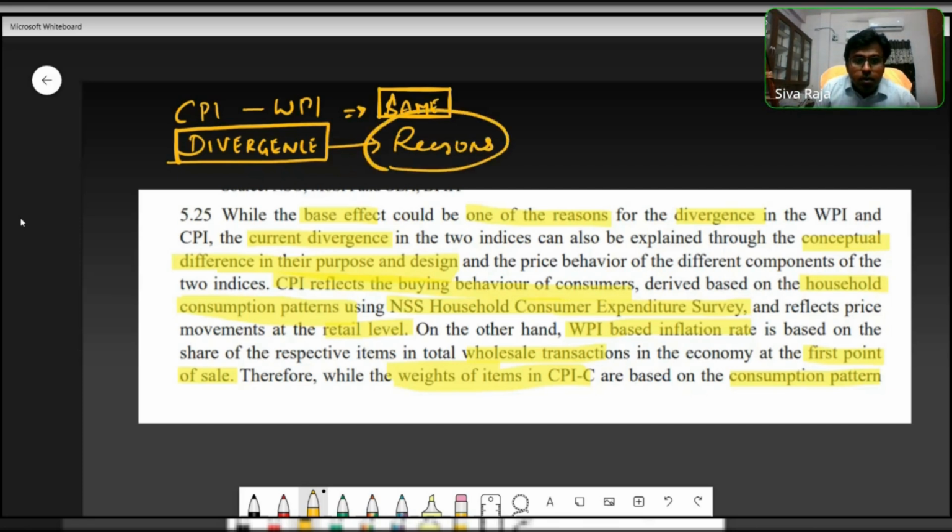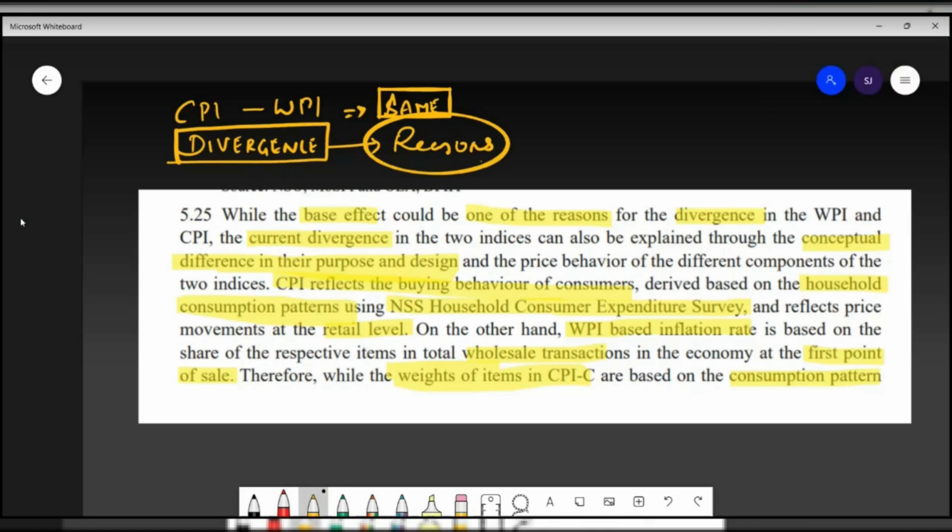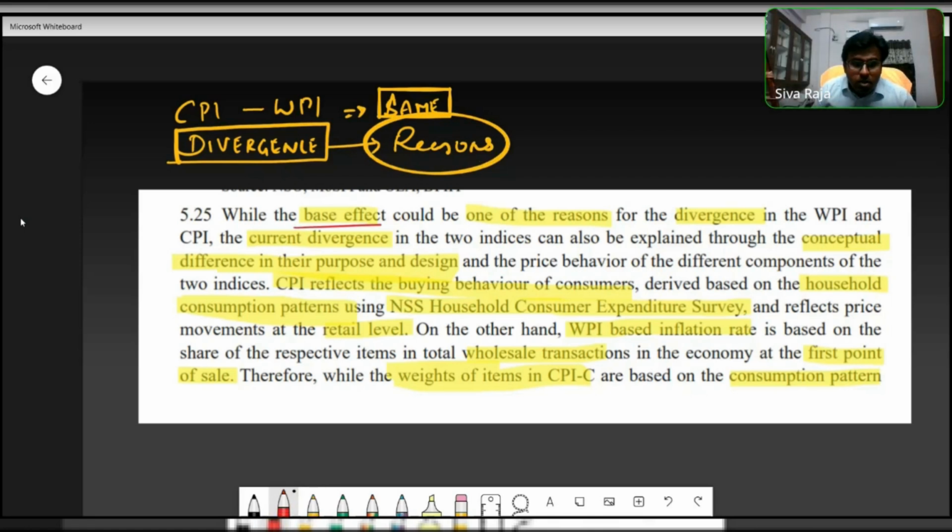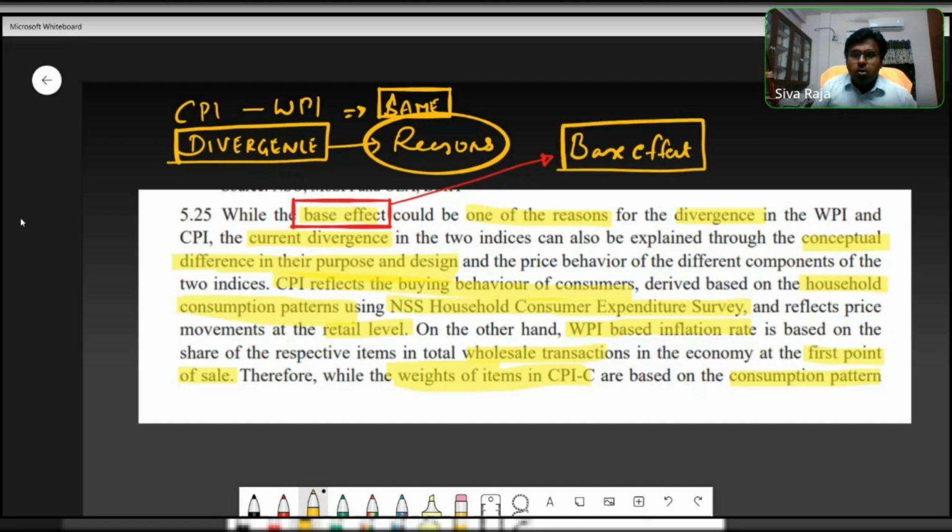One reason is this point. You should also know this key term. What is base effect? Note it down. It is very simple. Let us assume there is a product which is 100 rupees. What happens because of COVID? No one is there to buy, so it becomes 50.